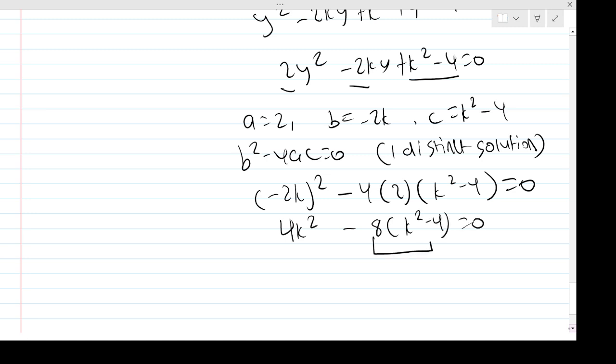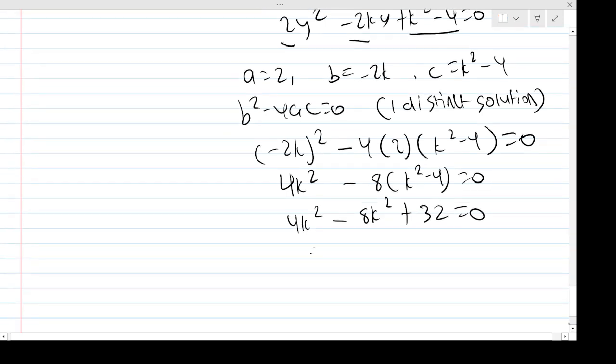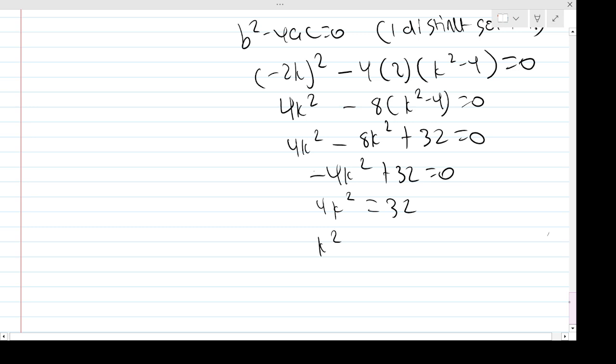We can expand this bracket then to get 4k squared minus 8k squared minus 8 times minus 4 will be plus 32 equals 0. Then I can collect the k squared terms to get minus 4k squared plus 32 equals 0. Then I can move the 4k squared to the other side to get 4k squared is equal to 32, right? Then I can divide by 4 to get just k squared is 32 over 4. Now that would be 8, okay? Okay, well then that's k squared.